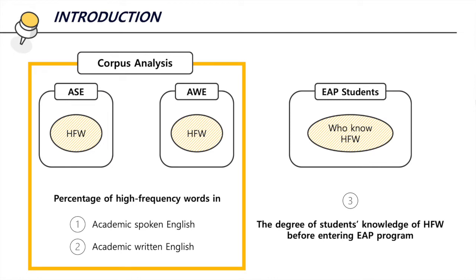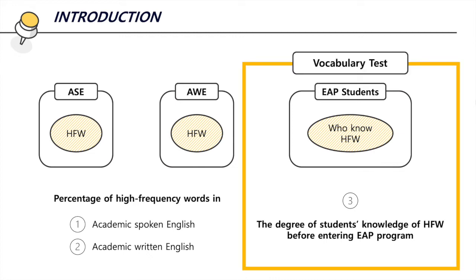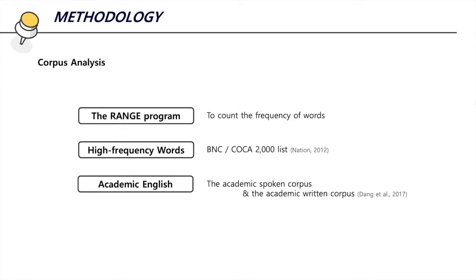In order to answer the first and second questions, researchers used the RANGE program for corpus analysis. And for the third question, a vocabulary test was carried out to check the high-frequency word knowledge of EAP students. The corpus analysis was conducted using the RANGE program for investigating the proportion of high-frequency words in academic spoken and written English. The BNC/COCA 2000 list was used for indicating high-frequency words. Academic English in this article is represented by Dang et al.'s Academic Spoken Corpus and Academic Written Corpus.